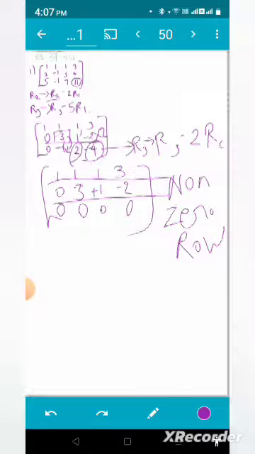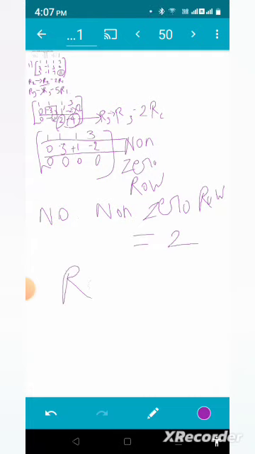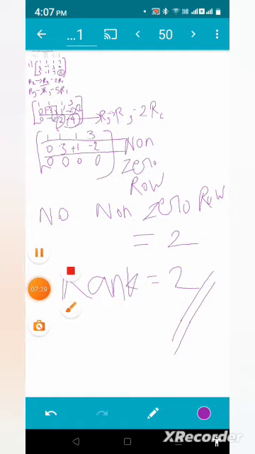So from the above, number of non-zero rows is equal to 2. We get 2. So rank is also 2. This is the answer for this question. I hope you all understand. Move to next question.